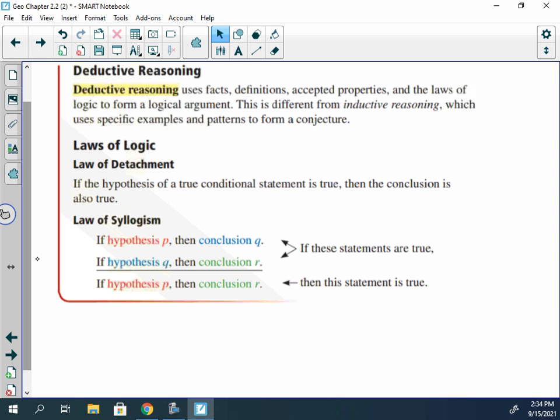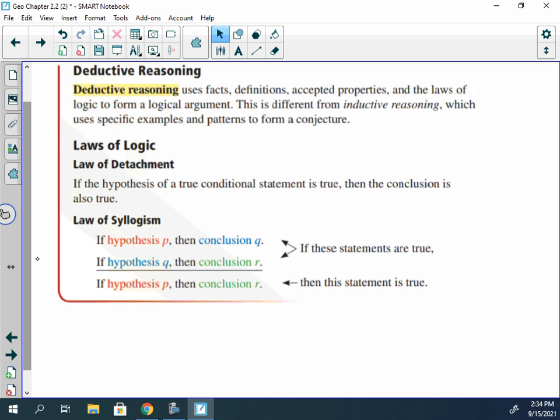Now, we do have two laws of logic. One of them is the law of detachment. Now, the law of detachment states if the hypothesis of a conditional statement is true, then the conclusion is true as well. If we can say that the hypothesis is true, then the conclusion must follow.